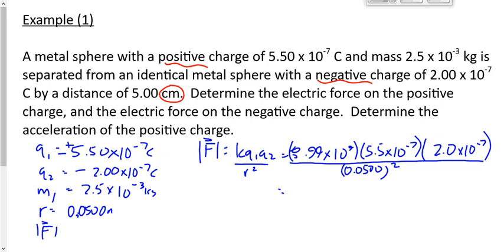We have to pay attention to signs sometimes. We have to know whether they're positive or negative for other reasons, like to see if they attract or repel. In this case, because they're positive and negative, they would attract each other. But in the equation, we don't want to do that. We don't ever want to start plugging signs of charge into an equation. Here's why.